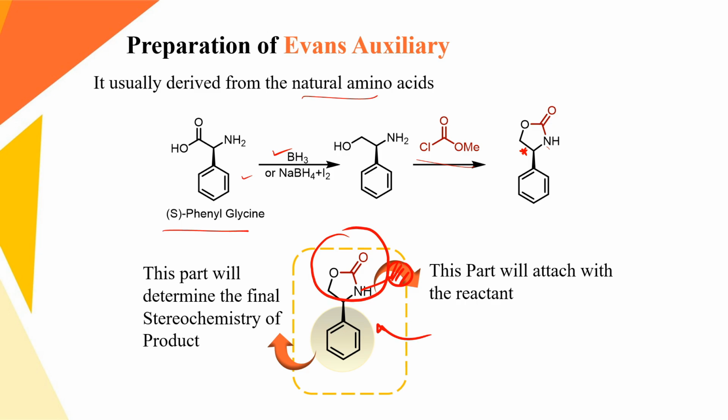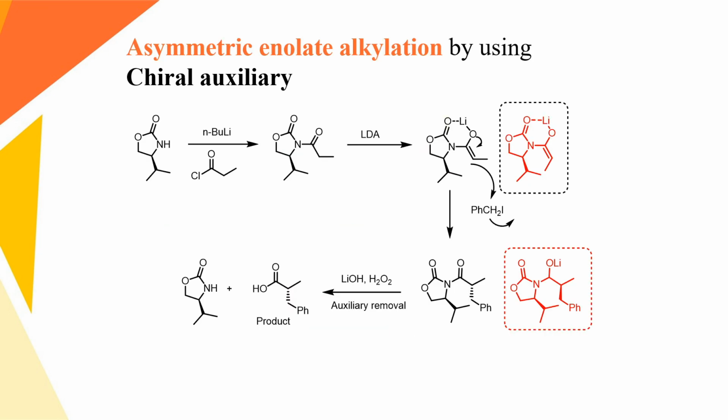Okay, now let us take an example where a chiral auxiliary has been used to form an asymmetric product. For example, you can find here, this is our Evans auxiliary. Now this is nothing but an acid chloride. Okay, now this reacts to form this particular compound. Now initially this is our reactant.